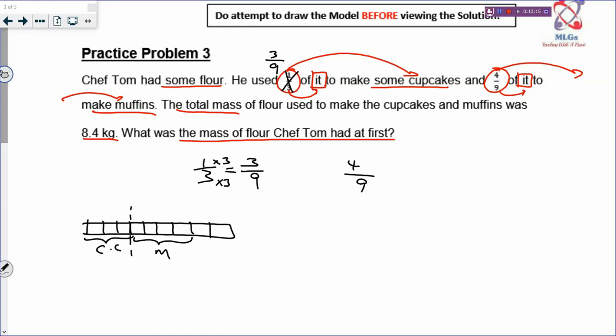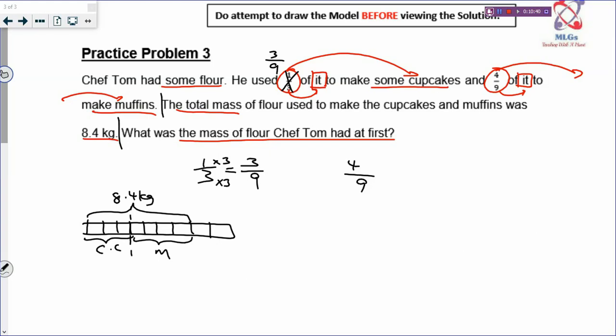Alright? And then the total mass of the cupcakes and the muffins was 8.4 kg. So which means that all this, what is the mass of the flour? Which is 8.4 kg, right? Okay? Alright, so where are you now? You are until here. So you are adding on to your model. Whatever information that's in the problem, you just add on to your model.